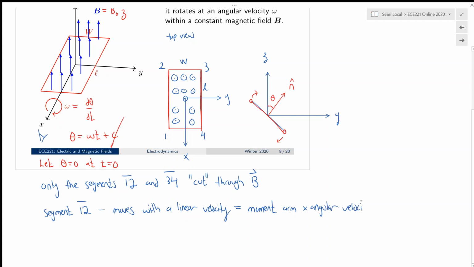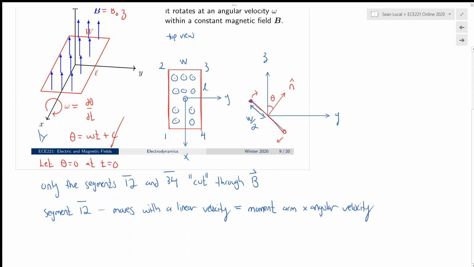So let's return to our side view picture up above here. Our moment arm, so this is the segment 1, 2 up here, right? So our moment arm is this segment here, right? Because the loop is rotating about the x-axis, so the center of the loop is along the x-axis, and segment 1, 2 is rotating about the x-axis, and the distance that segment 1, 2 is from the x-axis is the moment arm. So the length of this moment arm is W over 2.